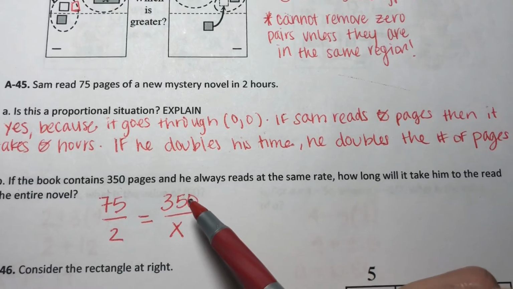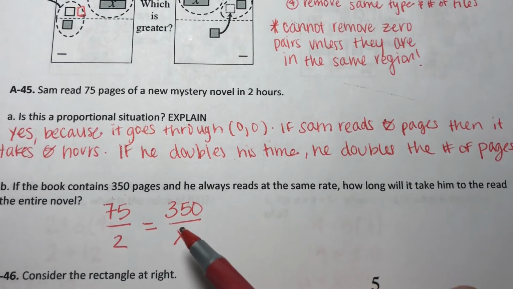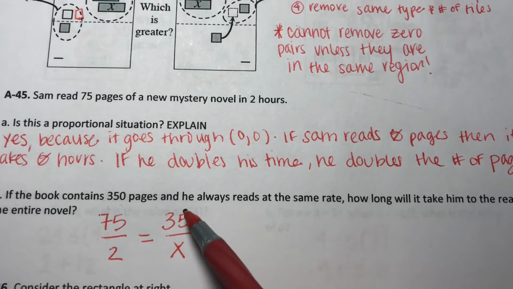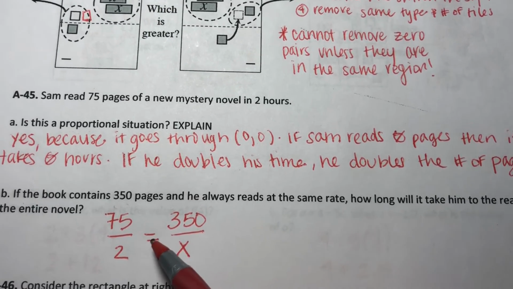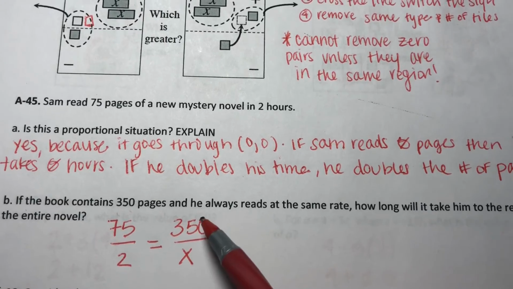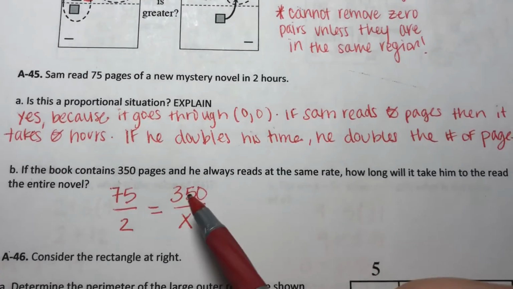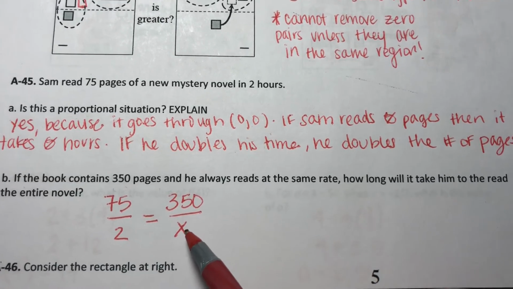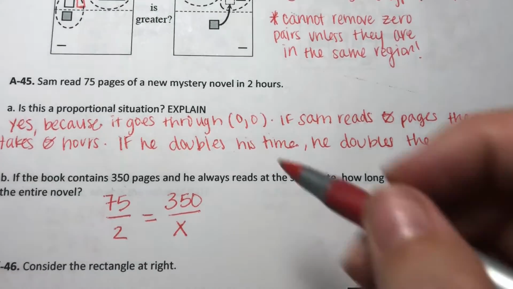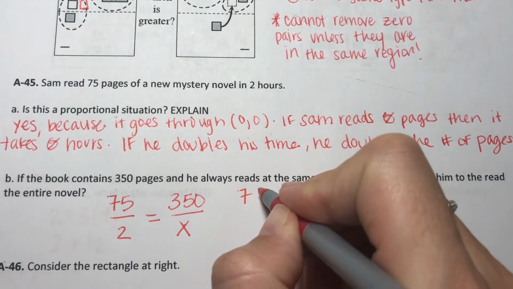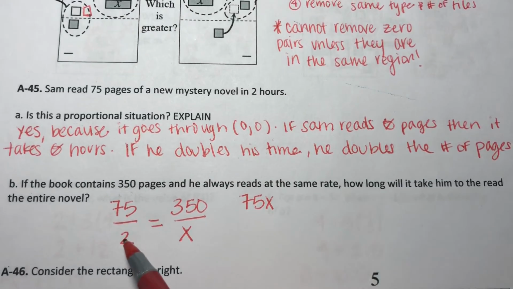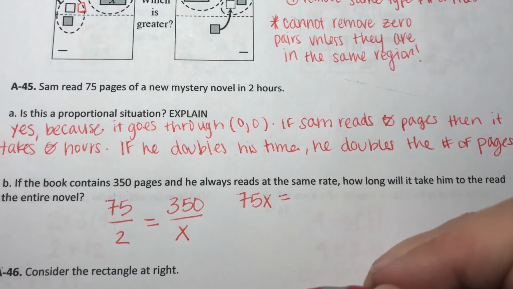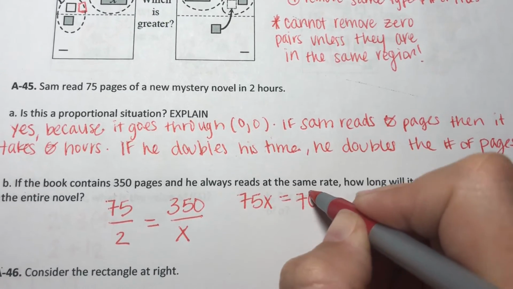And this is the only time that you can cross multiply. So we've got a single fraction here, a single fraction here, and an equal sign in the middle. That is what allows us to cross multiply. If it did not look like this, then you cannot cross multiply. So if we cross multiply, 75 times X would be 75X. 2 times 350 would give us 700.